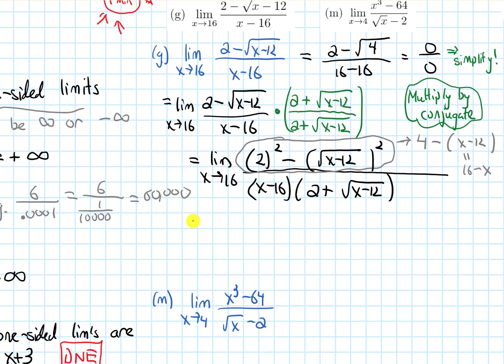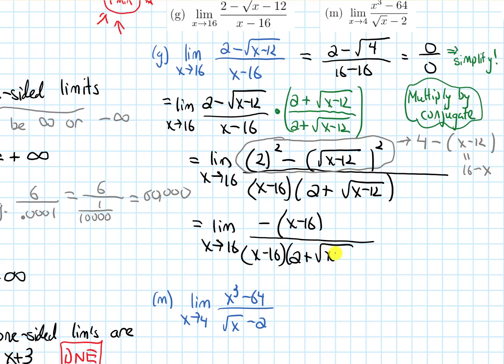All right, so this equals the limit as x approaches 16. I'm going to have 16 minus x on the top. I have almost that on the bottom. So I'm going to factor a negative out of the term on the top. That'll change it to x minus 16 to match what I have on the bottom. x minus 16 times 2 plus root x minus 12. Remember what I said about things might cancel later? That's happening now.